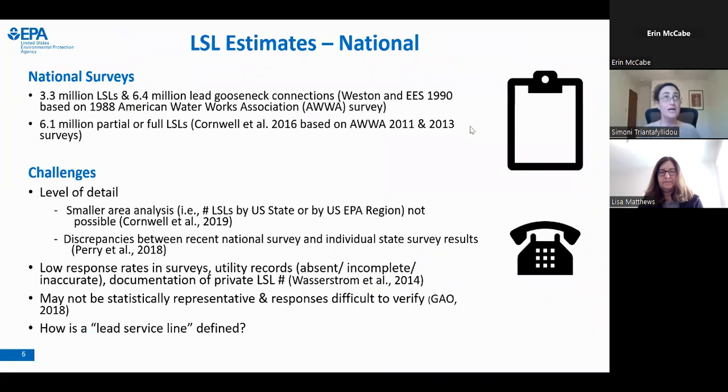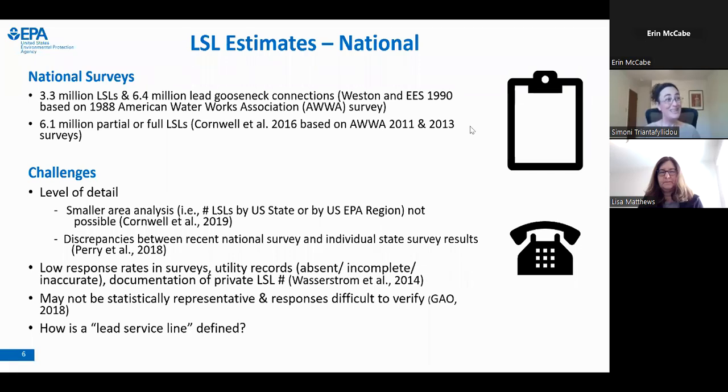So what do we know about lead service lines nationally? There have been a couple of national surveys. A previous survey by the American Water Works Association estimated around 9 to 10 million lead service lines and goosenecks together. And the most recent American Water Works Association survey estimated 6.1 million partial or full lead service lines.